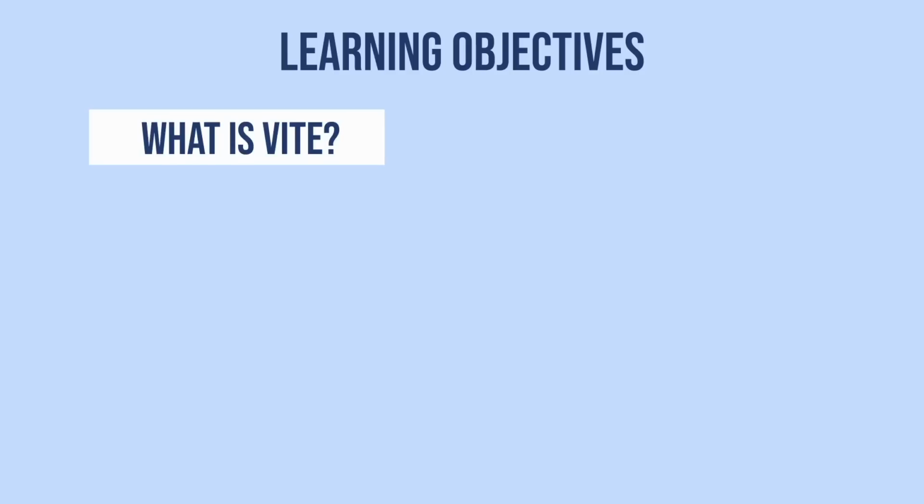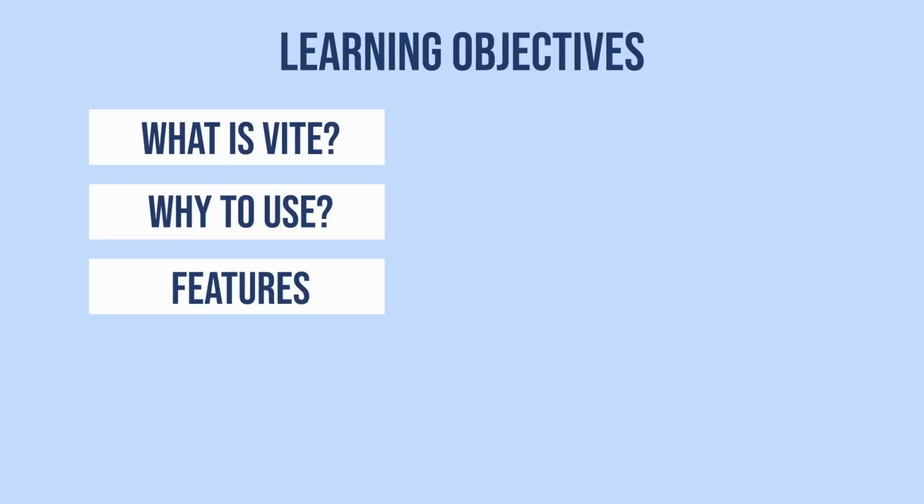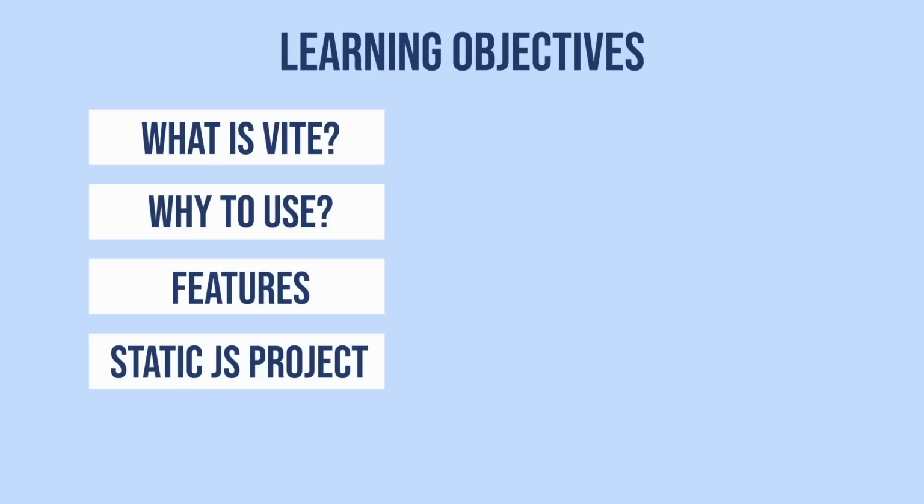So talking about learning objectives, what we are going to learn in this tutorial is we will start with what is Vite, the very basics, and then we will move on to why to use it, what makes it fast, and what are the reasons that you should pick Vite as compared to any other front-end tool. And then moving on, we will learn about what are the features that Vite offers, and then how to create a static JavaScript project using Vite, how to initialize Vue, React, and Svelte projects using the predefined templates.